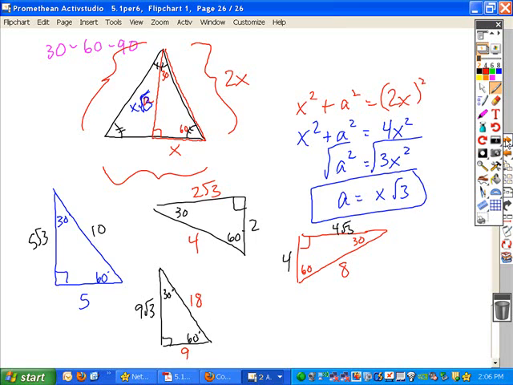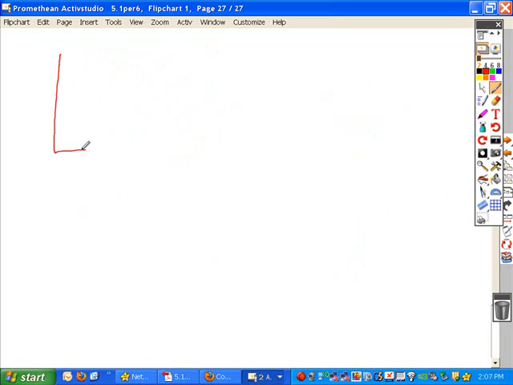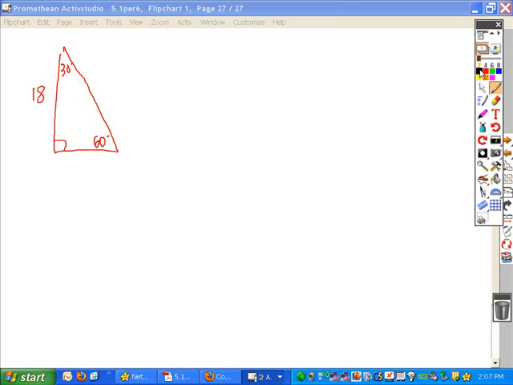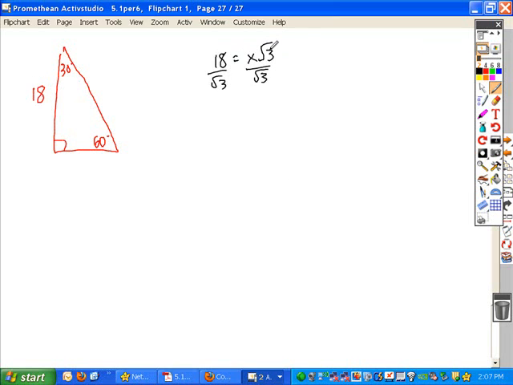The question or the difficulty begins to emerge if I give you the side opposite 60 degrees, but it doesn't fit the pattern. So what if I gave you 18? Okay. Just like what we did with the 45, 45, 90s. If you say that 18 is equivalent to x root 3, what would you do to solve for x in this? Divide by root 3. And dividing by root 3, when you rationalize, is the same as taking 18 times root 3 all over 3.